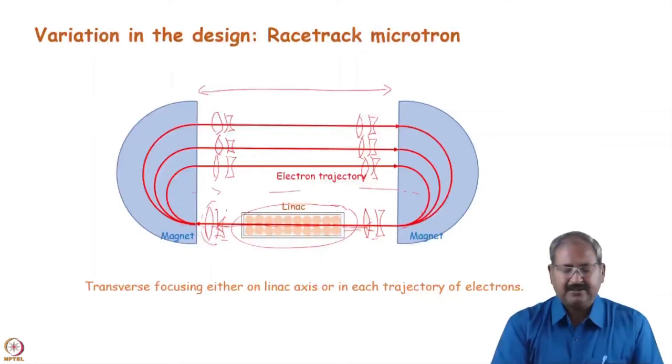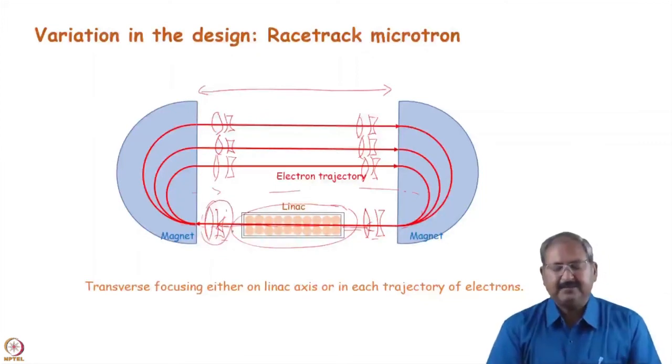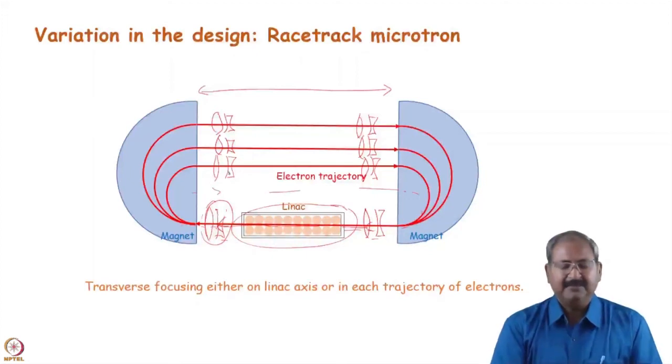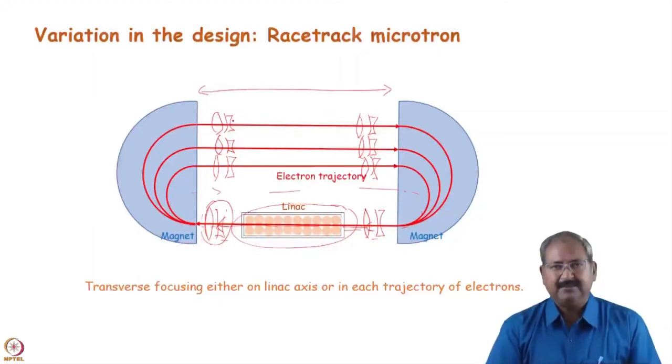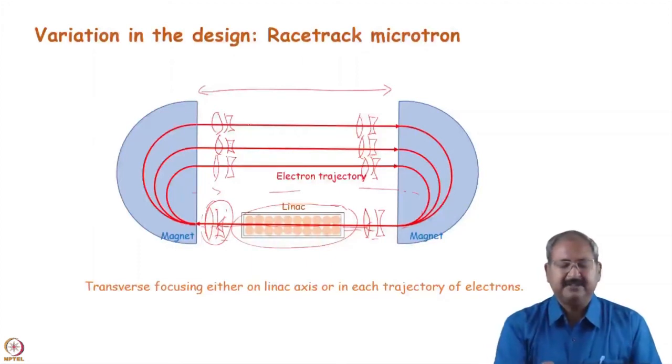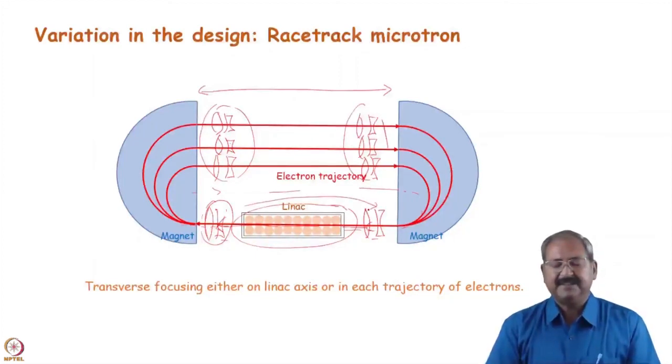Here all the energies pass through this optics, meaning this optics works for all the energies. So the design is a bit complicated and the beam will not be focused so tightly using this kind of optics. If we use focusing optics on each trajectory, then a well focused beam can be obtained through the racetrack microtron. However, the number of optical elements is much higher than this simple optics. So in the racetrack microtron, we can reach up to 70-80 MeV easily.